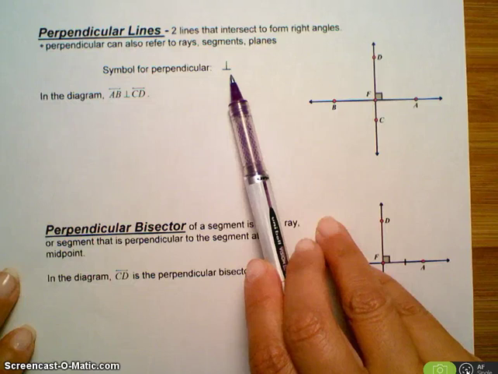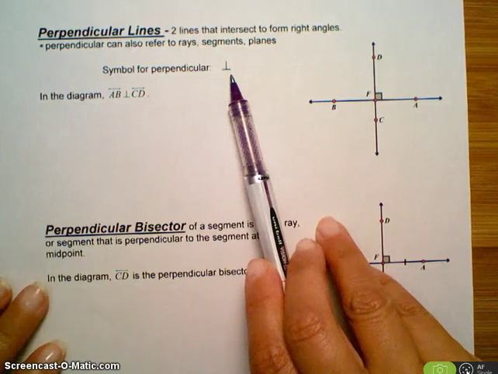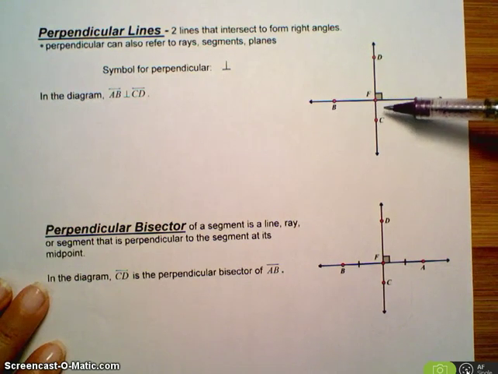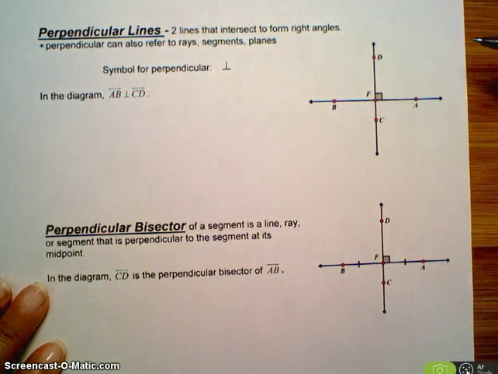And as far as the picture goes, since they are forming right angles, you'll notice the right angle marker that's drawn here. Again, it is an arbitrary choice. That right angle marker could have gone in any of these 4 corners since we will have 4 right angles.